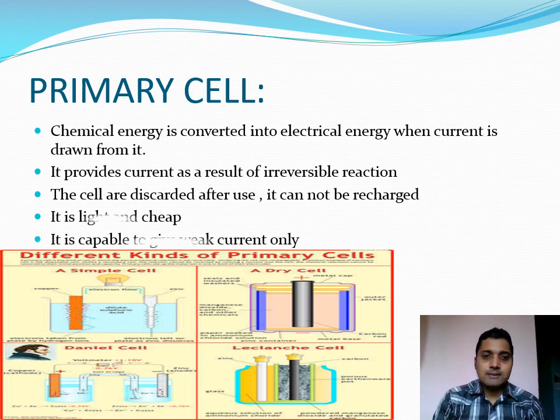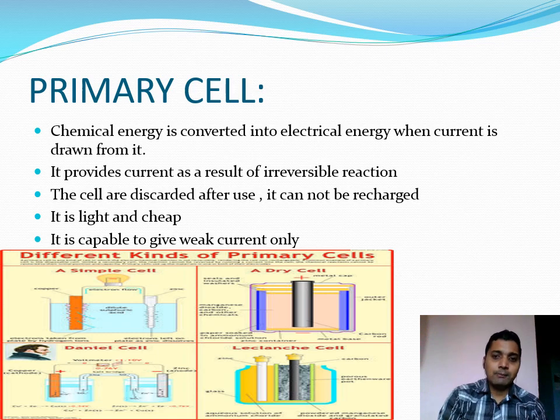And it is light and cheap, meaning the weight of this battery or cell is not more, it is of less weight. Cheap means its cost is very low, 10 to 20 rupees. It is capable of giving only a weak current. You will see in a remote control we use two batteries, two cells. The amount of current given by a primary cell is very small. So for a larger requirement, when we want more current, we cannot take the help of a primary cell. Primary cells are only applicable where we need a small amount of current.